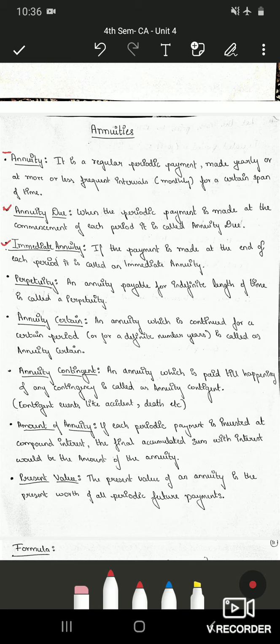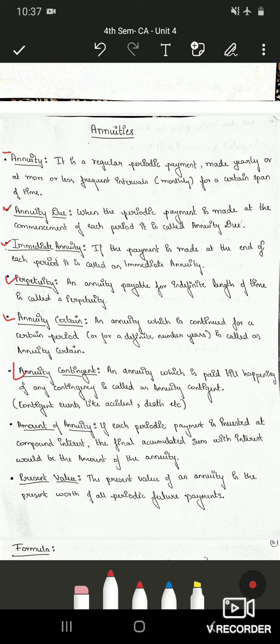Now we will see what is perpetuity. An annuity payable for an indefinite length of time is called perpetuity. So you are going to pay for a length of time which is not definite. The next one is annuity certain. An annuity which is continued for a certain period is called annuity certain. Here you are going to make payments for some definite number of years. If you are going to pay for 5 years, 10 years or 3 years, there is a definite period for which you make the payment. It is called annuity certain.